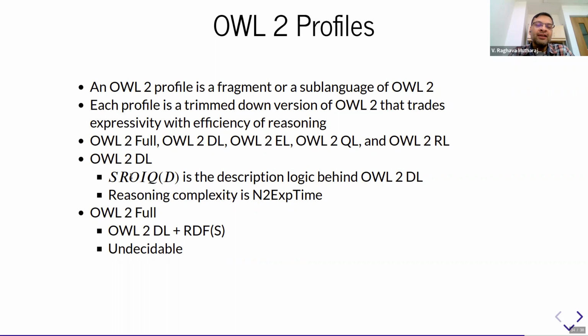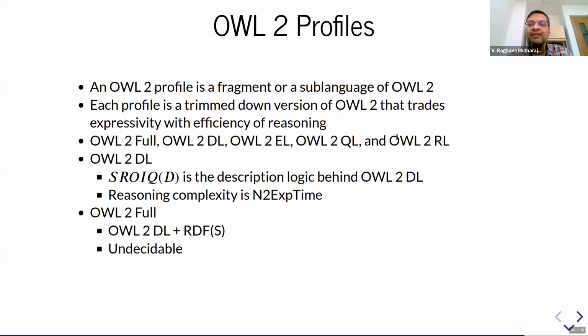R here stands for role hierarchies and role chains, so you can have sub roles and the uncle kind of relationships. O stands for nominals. That means you can come up with these enumerations and closed classes. I is the inverse roles, and Q is the qualified cardinality restriction, so you can have these cardinality restrictions as well. D here is the data type. So SROIQ(D) has a very high reasoning complexity. That's the double exponential non-deterministic time complexity, which is not practical.